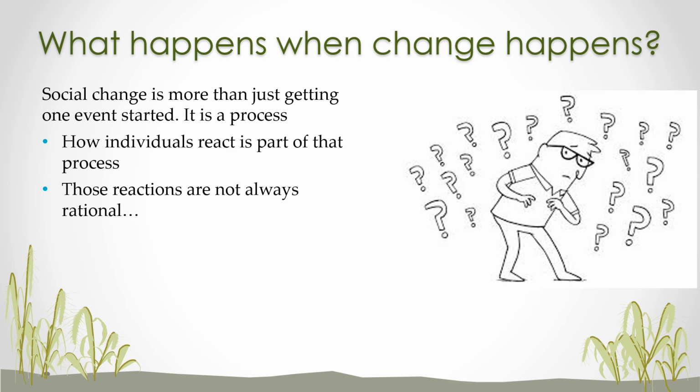1776 was not the end or beginning of the American Revolution. It was about a decade, maybe even, it depends on where you draw that line, honestly. History is not as fine cut as we think it is. So how individuals react to the change is part of the change process, and those reactions are not always rational, because keep in mind, when we talk about social change, we are talking about social processes, and we are talking about the behaviors of human beings, and you know very well as a human being that human beings are not always rational.